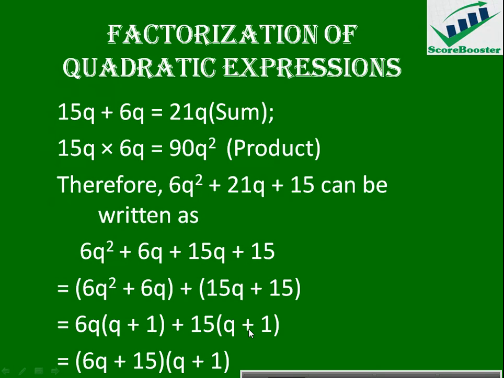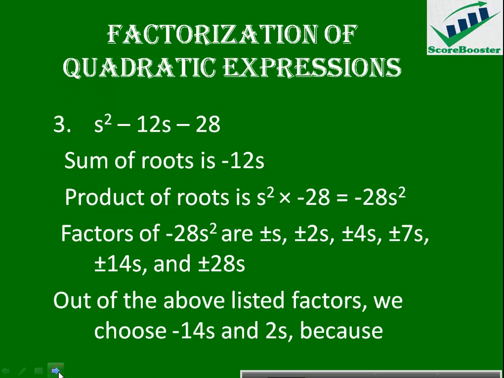You can see that you have the same thing in the bracket. So after that, you take your common factors, 6q plus 15, and then you take one of the binomial factor, which is q plus 1. And that solves the second question. Now we move to the third question, which is x squared minus 12x minus 28.